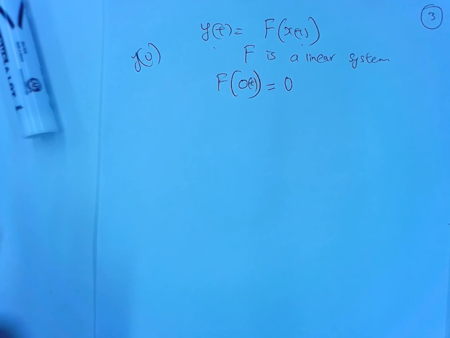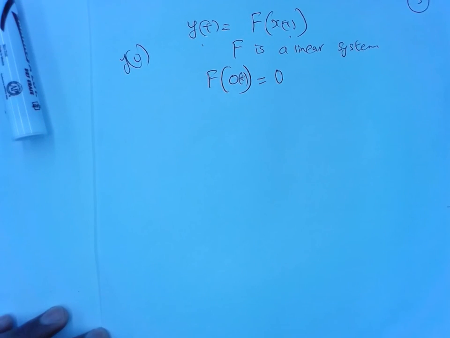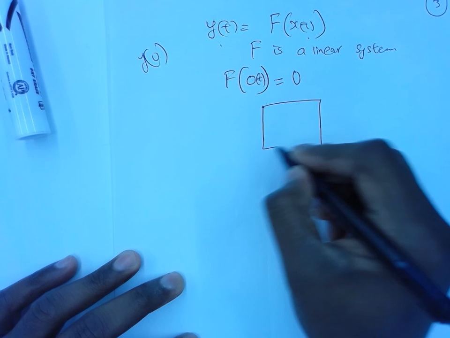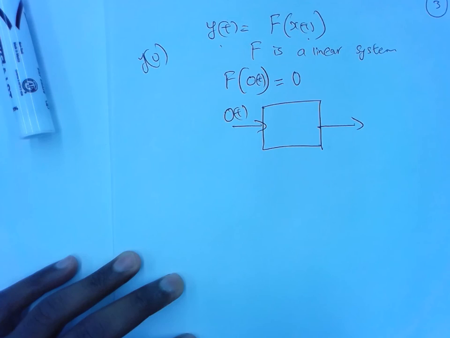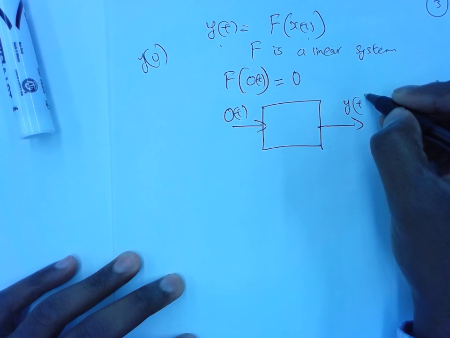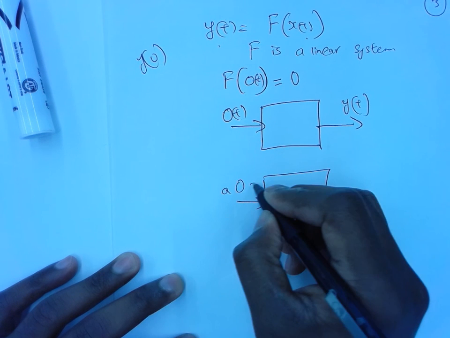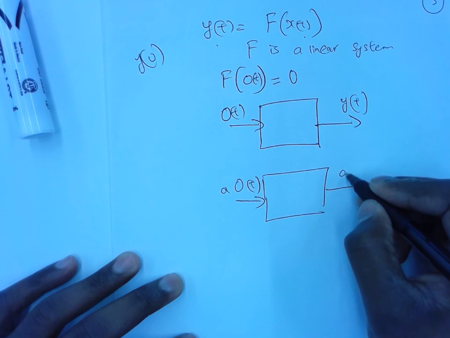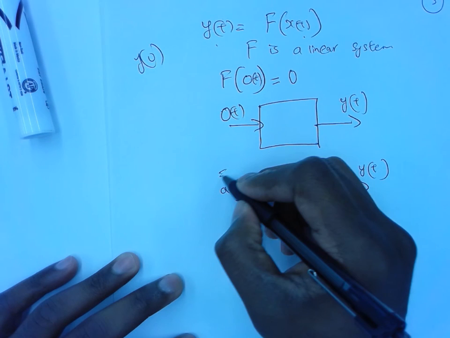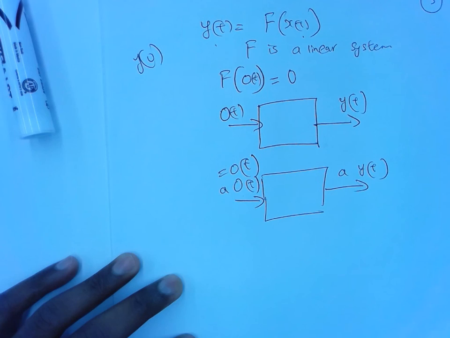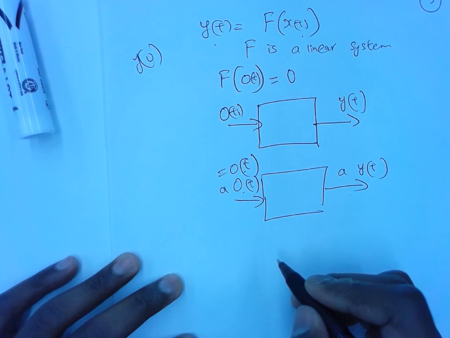Okay, here's the thing. This is how you actually prove it. Let's say I apply a 0 function, and I don't know at this point what the output is. I'm trying to figure this out. So let's say the output was y of t, something. Then if I apply some a times 0 of t, I should get a times y of t. So what is a times 0 of t? This is equal to 0 of t. So I have the same inputs, which means the output should be the same. So y of t should be equal to a times y of t.